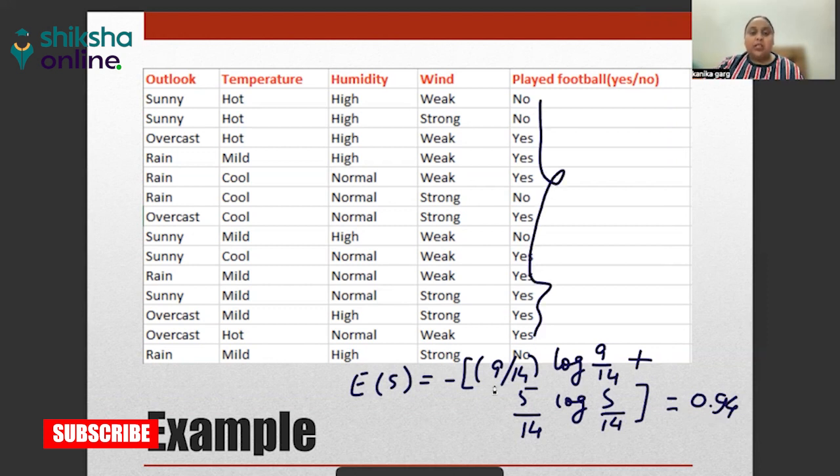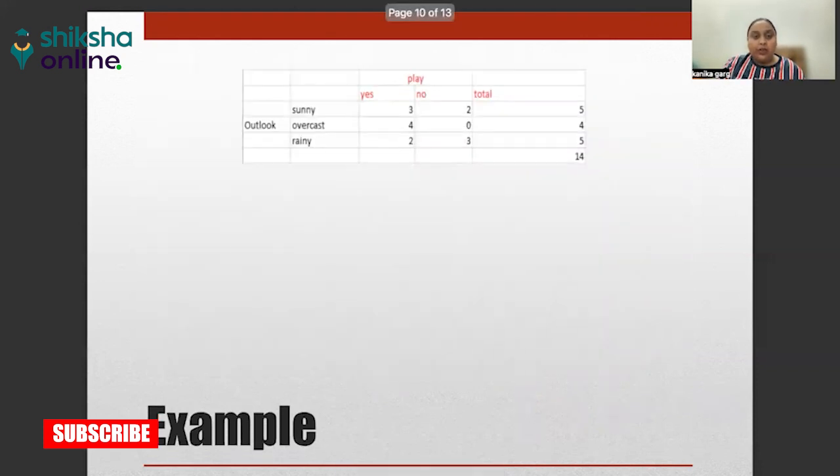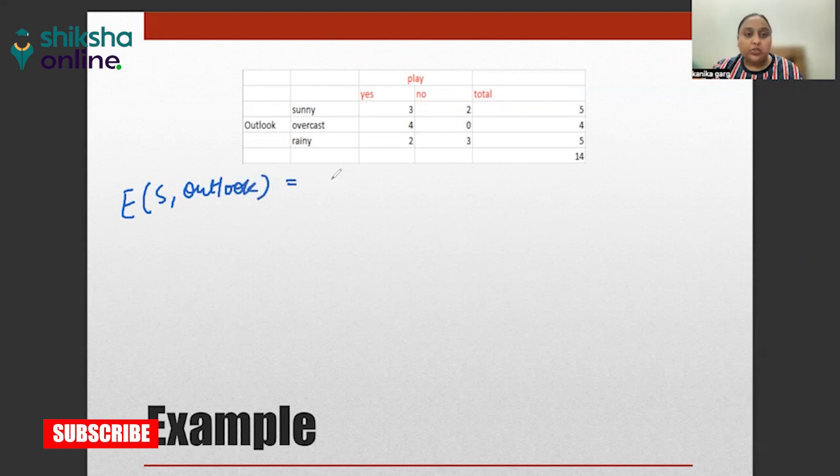Okay. Now we'll talk about each variable one by one. What you can do is calculate similarly the values of entropy for sunny, overcast, and rain for the outlook variable. I have created a table for the similar calculation here. Now we can calculate the entropy value with respect to this variable outlook. We have three values for the outlook here: sunny, overcast, and rainy.